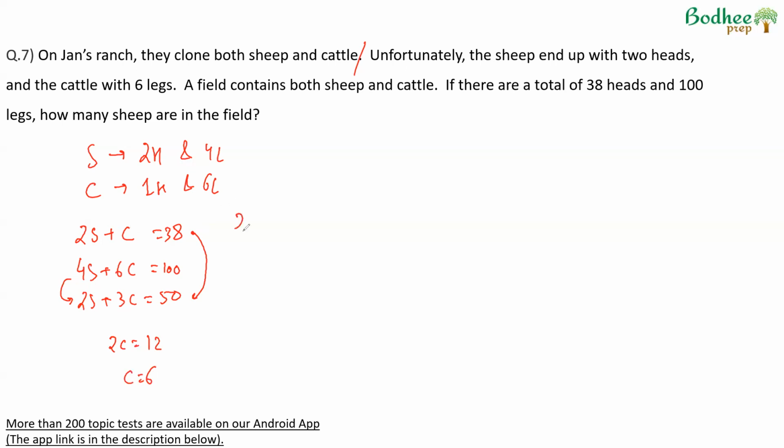If you put C here as 6, 2S plus 6 is 38. 2S is equal to 32. S comes out to 16. And therefore, the number of sheep is 16.